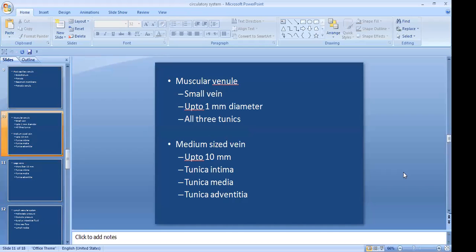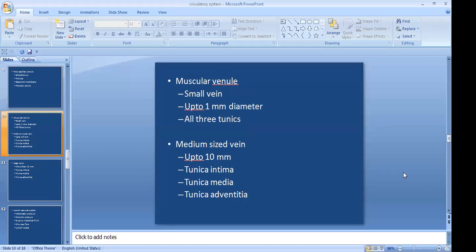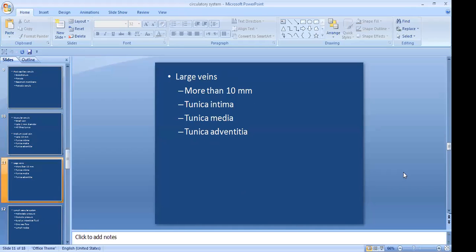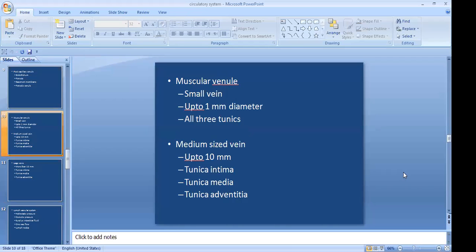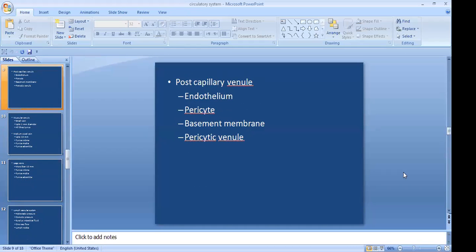So if we differentiate between the medium size veins and large size veins, the most important thing is the size. The medium size vein is up to 10 mm, while the large size vein is more than 10 mm. The histology of the large and medium size vein is otherwise the same. Now, I would repeat this again.